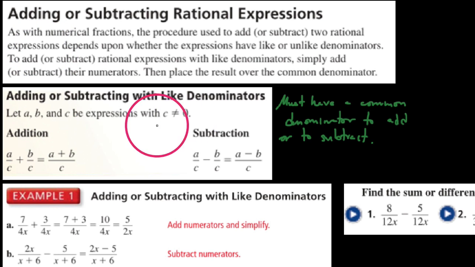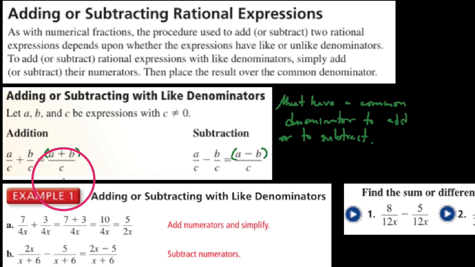So if we look at this generalization here, we say letting a, b, and c be expressions, this could be any algebraic expression, as long as c doesn't equal 0, then we see that a over c plus b over c would just be a plus b over c. So we've added the numerators and put it over the common denominator, or we would subtract the numerators and put that over the common denominator.